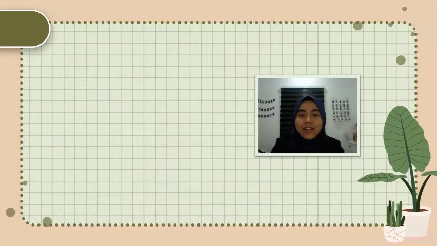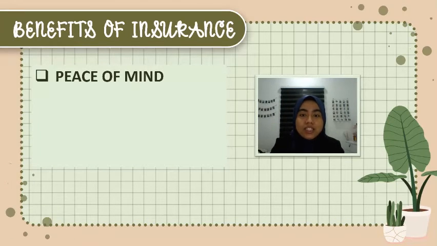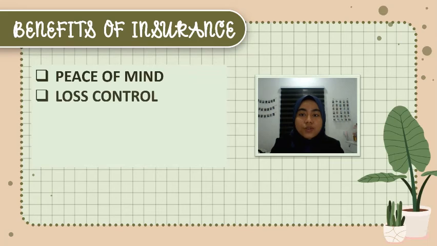Next, there are a lot of benefits of insurance. One of the benefits is peace of mind. It is because the premium that the insured person pays to the insurance company is the price that guarantees the insurance company will cover the damage in case of unforeseen events, and that guarantee may bring peace of mind to the insured person. The second benefit is loss control that will minimize losses of equipment and property while protecting assets.